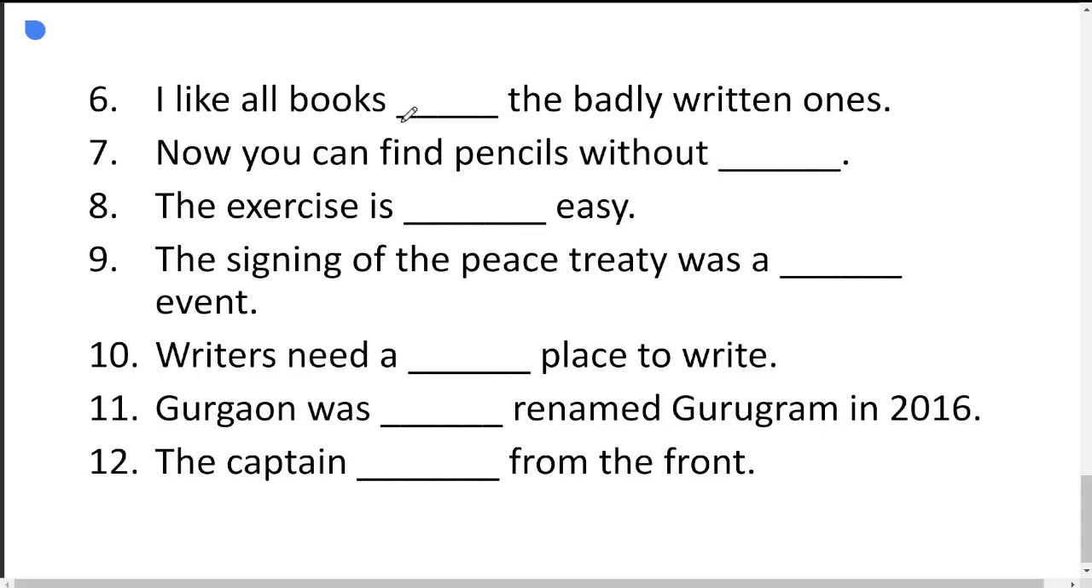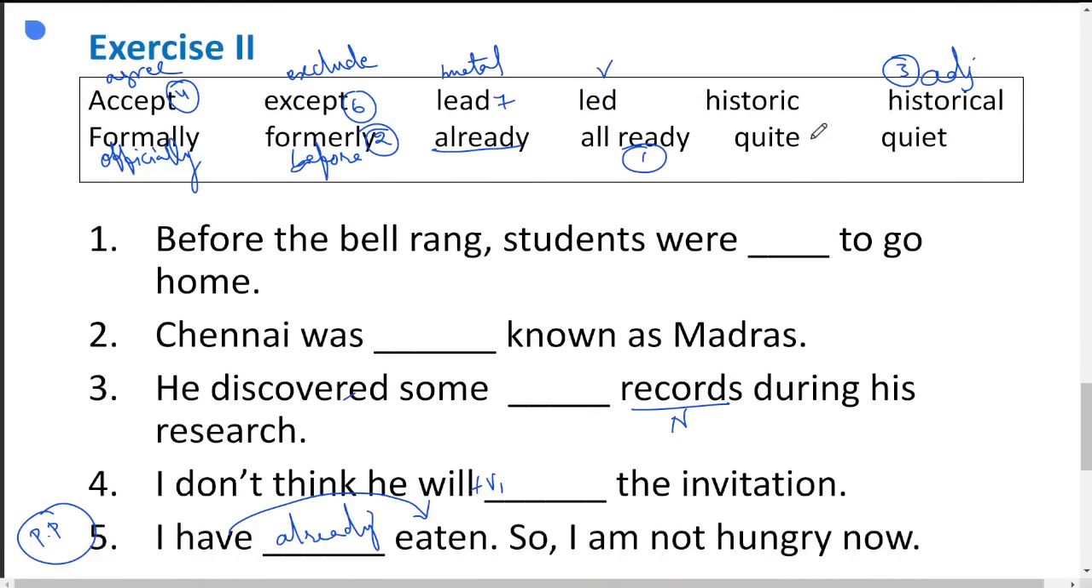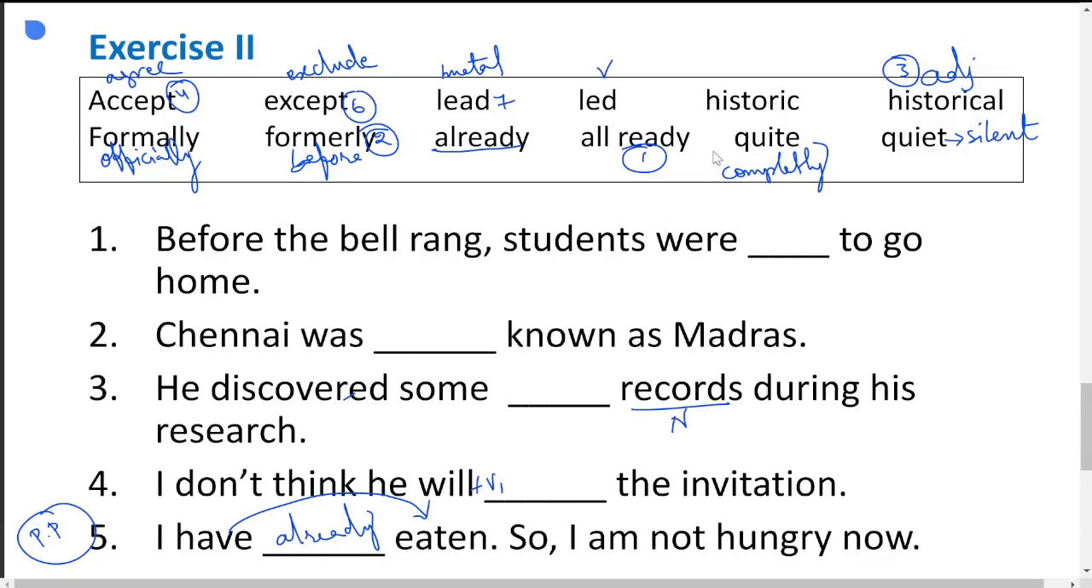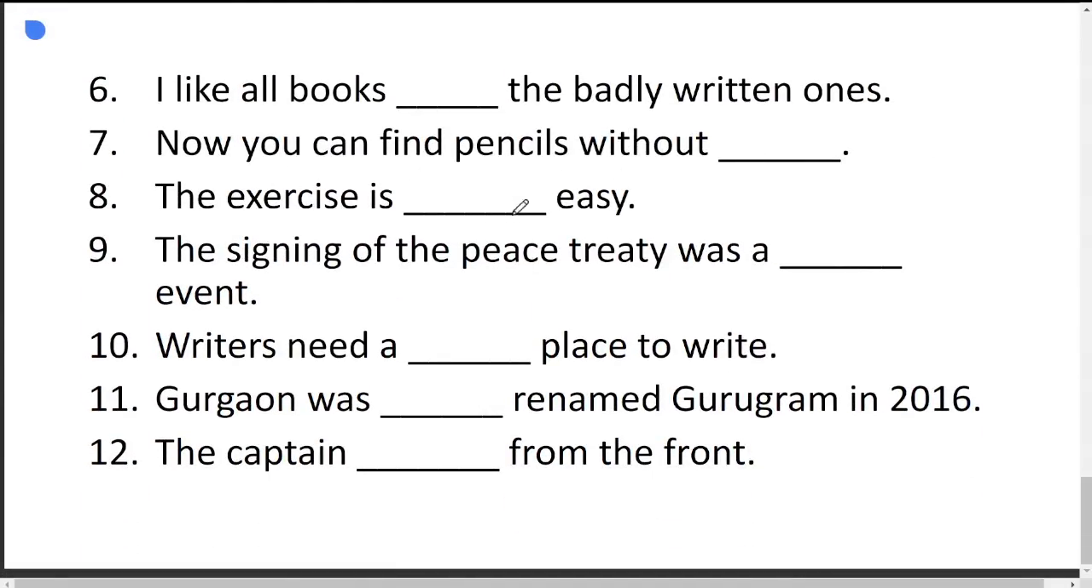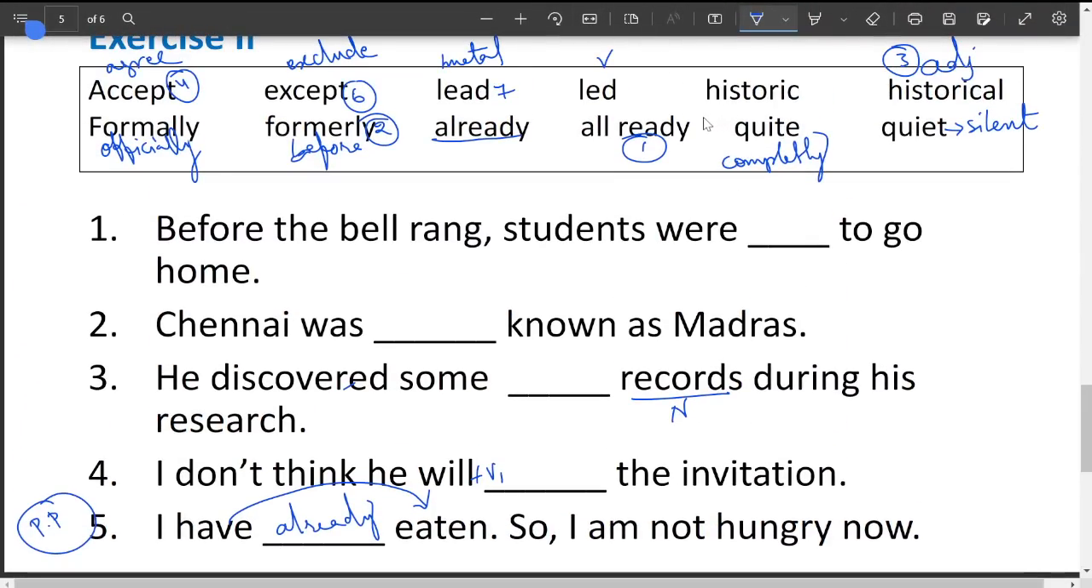The exercise is dash easy. The exercise is quite, quiet. Which one is this? Now you have two words here. One of these two gives the meaning of completely, one gives the meaning of silent. Quiet is nothing but silent. Quite means you can go with the meaning of completely. So out of these two, which one can be used? The exercise is completely easy. That means you can go with the first, quite. That is the eighth one.